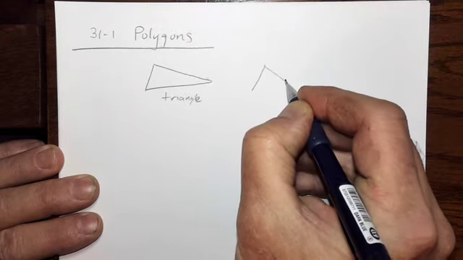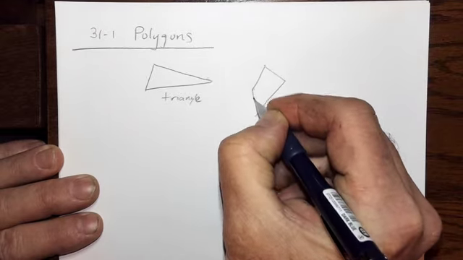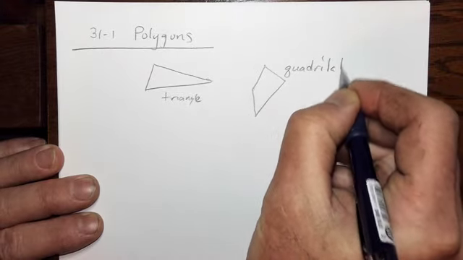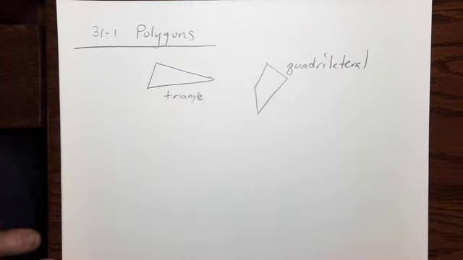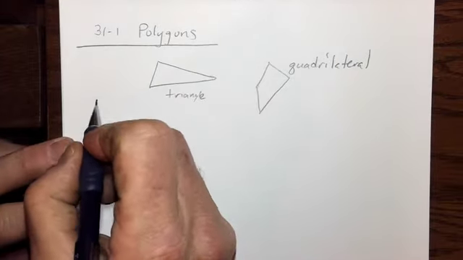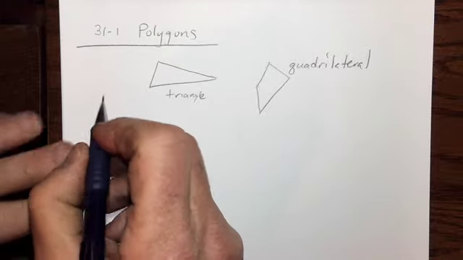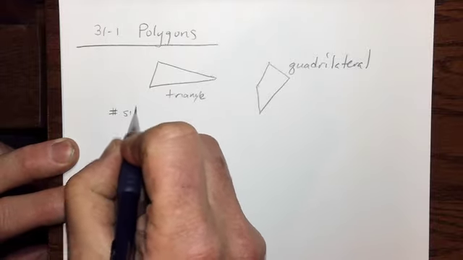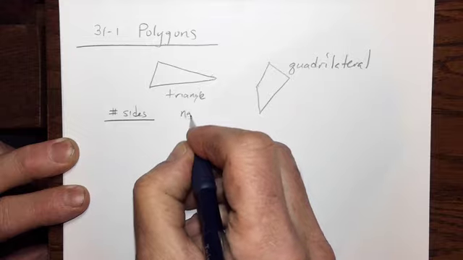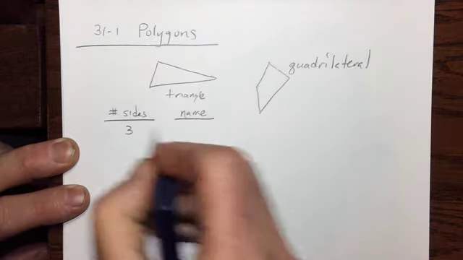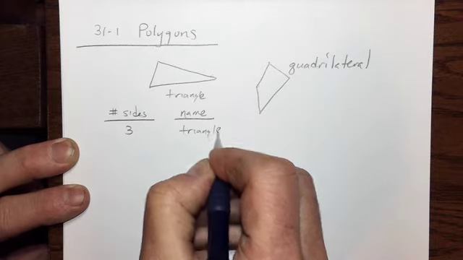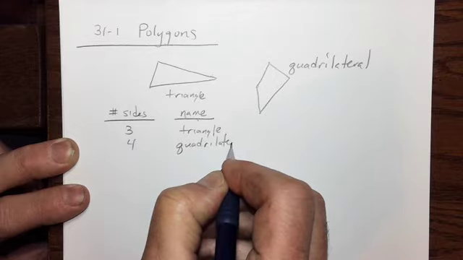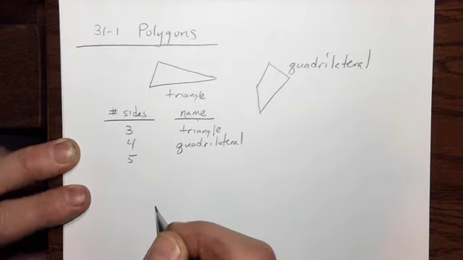A four-sided figure we call a quadrilateral. And there are particular names for the different polygons based upon the number of sides. So what I'm going to do is make a little list here, number of sides and the name of the polygon. If it's got three sides, it's a triangle, and four sides, it's a quadrilateral. Most of you probably know most of these already.